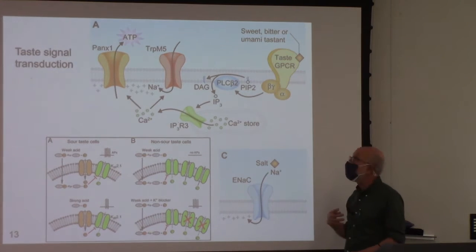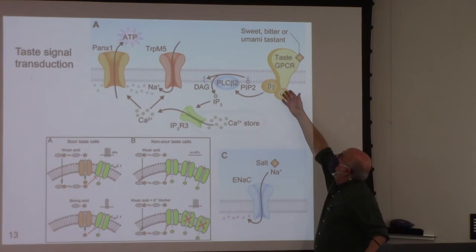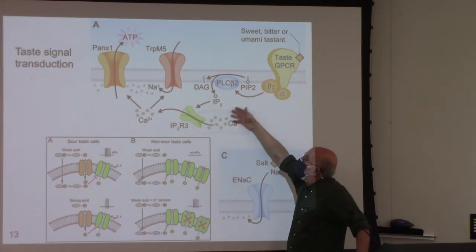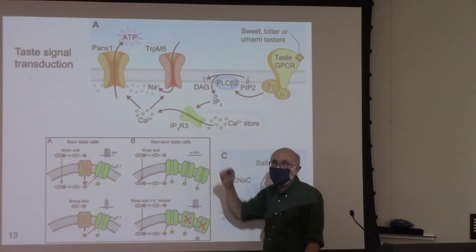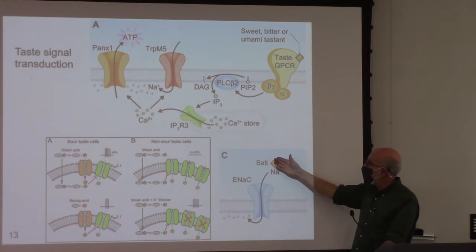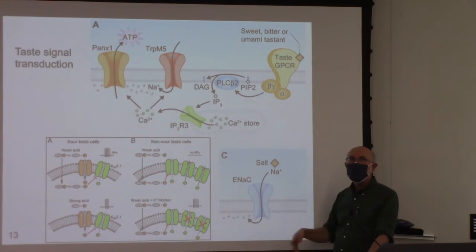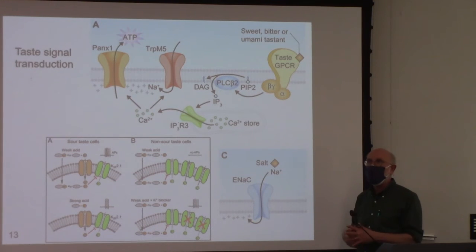So I do want you to know that sweet, bitter, and umami activate a Gq-coupled GPCR, and it uses the Gq story. I do want you to know that salt goes through a leak sodium channel, depolarizes, voltage-gated calcium channels, neurotransmitter release.